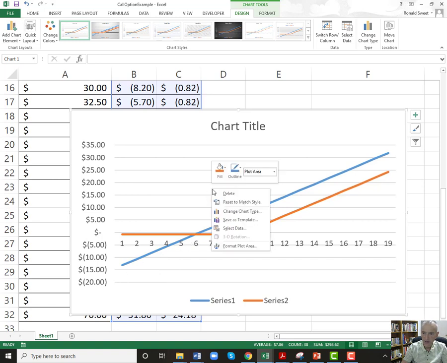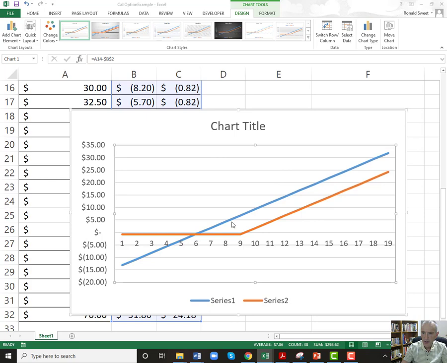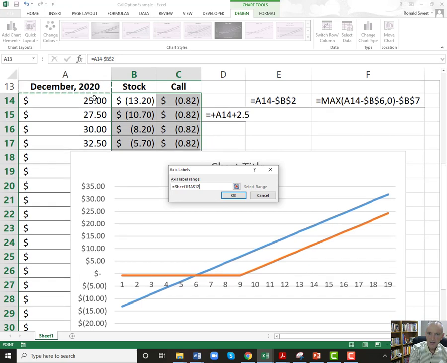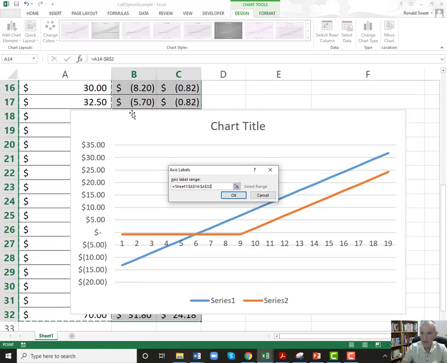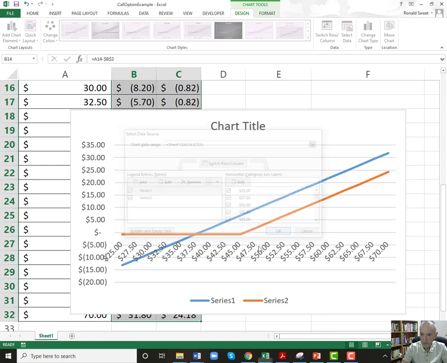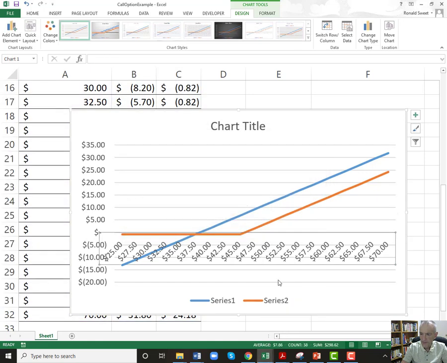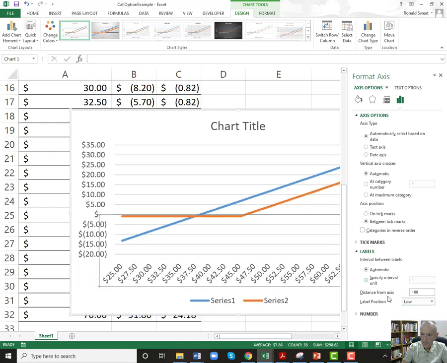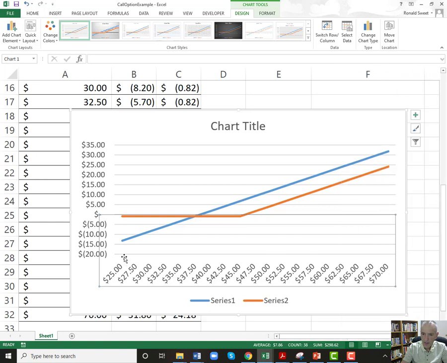I can even put in here, and this would be good to put into your exam answer as well. I can make the x-axis have labels, which is just the stock price. So you want to have labels related to stock price. So let me fix this up just a little bit. All right, so as the stock price falls, you lose money. As the stock price goes up, you make money. So here's the call option.